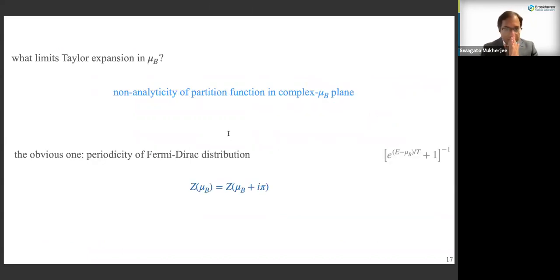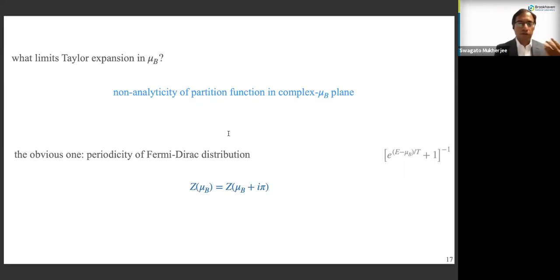So let's basically step back and ask the question: what limits the Taylor expansion? The answer is obvious: the non-analyticity. What you're expanding is the log of the partition function, so the non-analyticity of the partition function in the complex mu_B plane will limit your expansion. The obvious example of such non-analyticity is the periodicity of the Fermi-Dirac distribution.